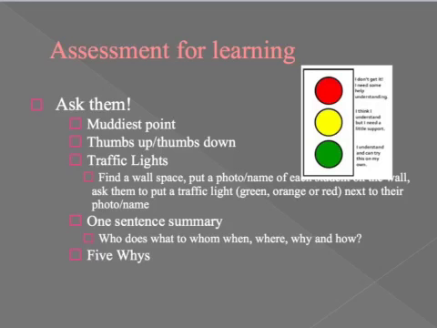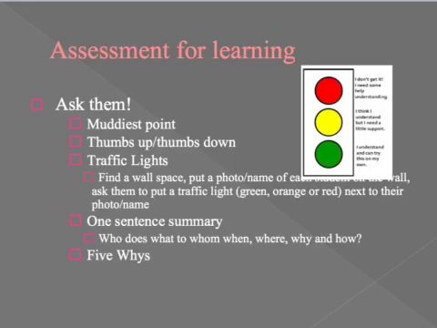You could use traffic lights. Find a wall space, put a photo or a name of each student up on the wall. Ask them to put a traffic light, a red, orange or green traffic light, next to their photo or name. The students are assessing their own level of understanding, and by the colours of the traffic lights that you see on that part of your wall, you'll get a fairly quick snapshot of whether the class is understanding the concepts or not, or whether they need some more support. You can also get a snapshot of who specifically needs what level of additional support.